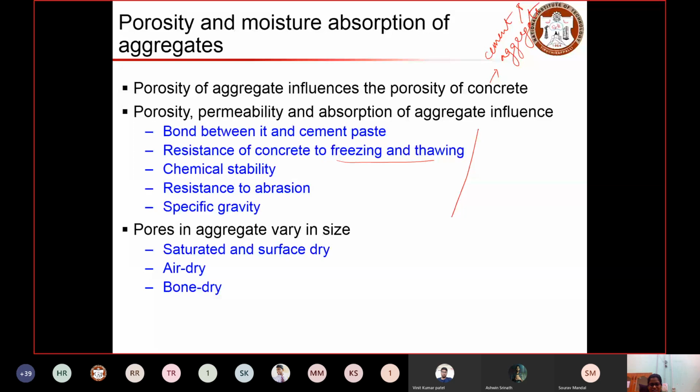Yes, ma'am. Freezing is conversion of a substance from liquid state to solid state, and thawing is the opposite, from solid state to liquid state. Exactly. So now, can you relate this with the porosity of aggregate? What would be the possible relation?